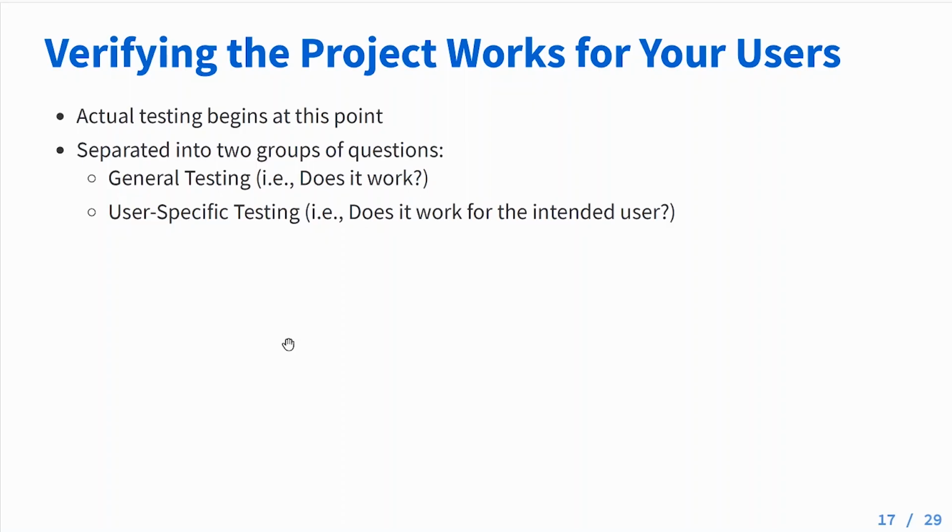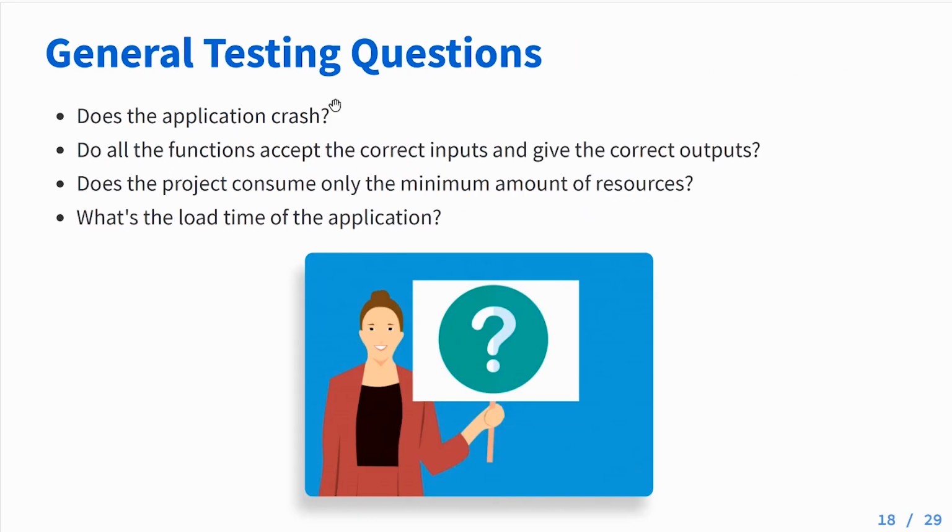For example, does this functionality work for user A? How does it differ from user A to user B? For the general testing questions, we want to make sure that, 1, the application doesn't crash when we're using the functionality. 2, do all the functions accept the correct inputs and give the correct outputs?